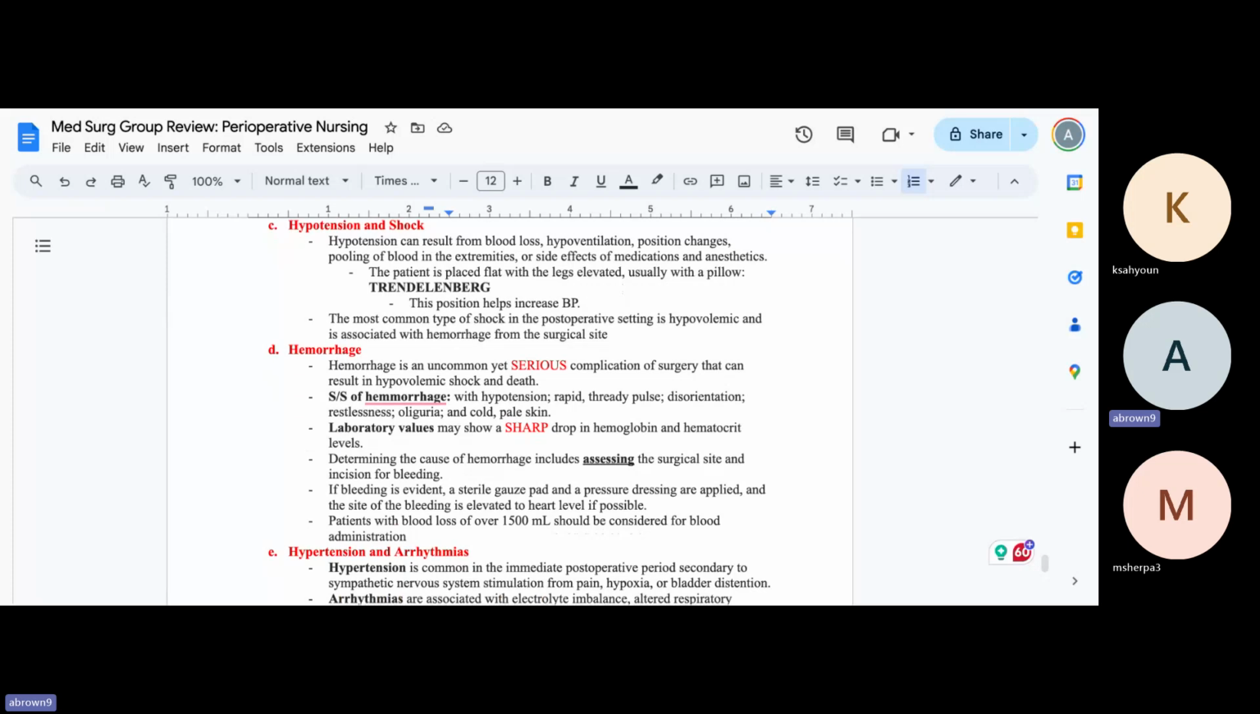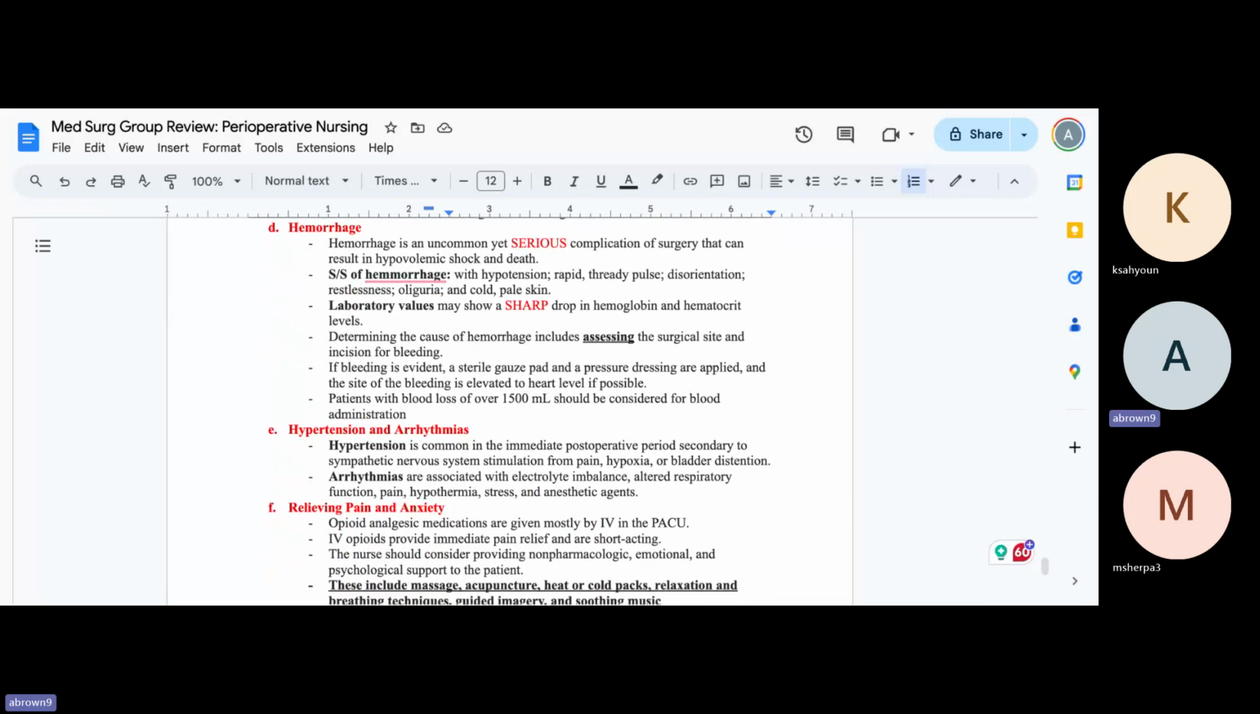The most common type of shock in the postoperative setting is hypovolemic shock. Hypovolemic shock is low fluids in the body, so maybe they lost a lot of blood. The normal volume of blood in the body is about 5 liters. So say they lost 1 liter and now they have 4 liters, you would be concerned. The patient would probably present with hypotension if they have hypovolemia, which you're going to learn in the electrolyte chapter. So don't pay too much attention to that.